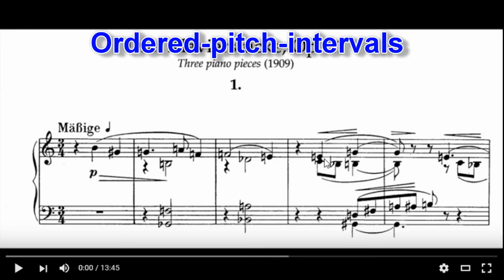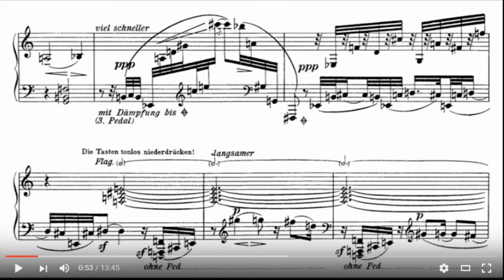This E natural is a 4. This G is a 7. The distance between 4 and 7 is plus 3. Here we have a G sharp going up to a C sharp. G sharp in integer notation is an 8. C sharp in integer notation is a 1. Because this distance is further than an octave, and we're currently talking about ordered pitch intervals, the distance here would be represented by plus 17.